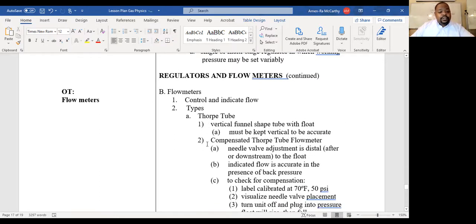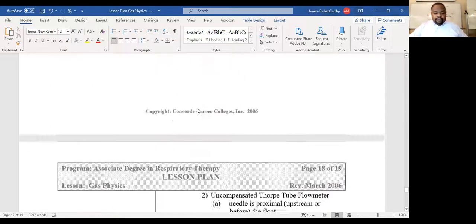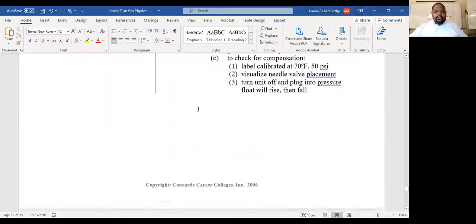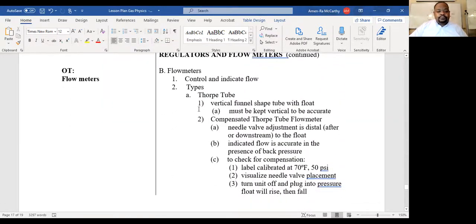Now, we'll get into the flow meters. The flow meters are what I'm introducing you to today, which is the Thorpe tube. The Thorpe tube, okay? Make sure it's gonna have that board on. There we go, okay. The Thorpe tube. Flow meters control and indicate the flow, not the pressure, right?